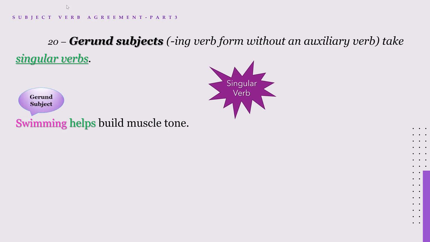Swimming is a gerund subject that functions as the subject of the sentence, indicating the activity or action. Even though swimming involves many actions, it's treated as a singular subject. Helps is the singular verb because it agrees with the singular subject, which is swimming, to maintain subject-verb agreement.